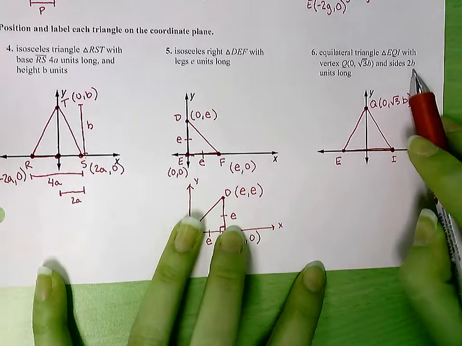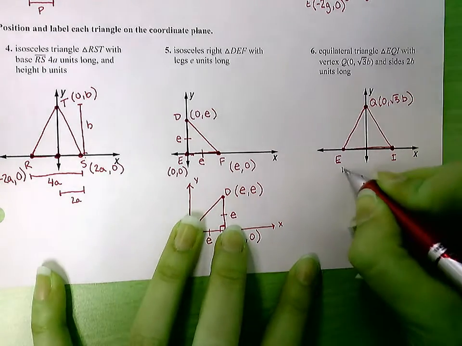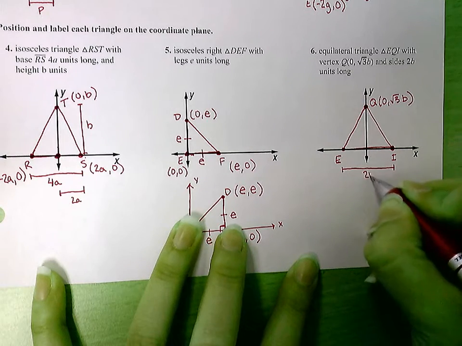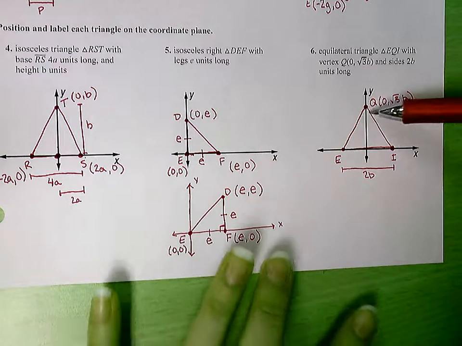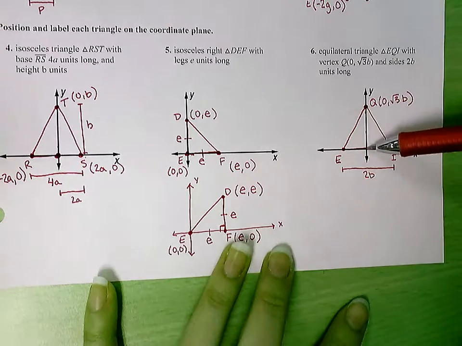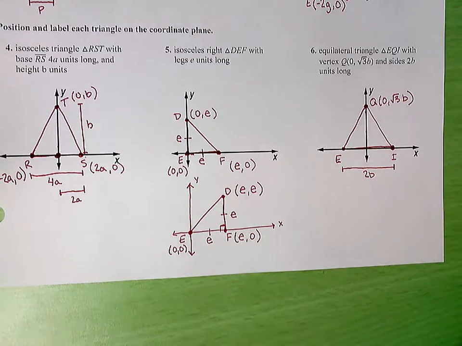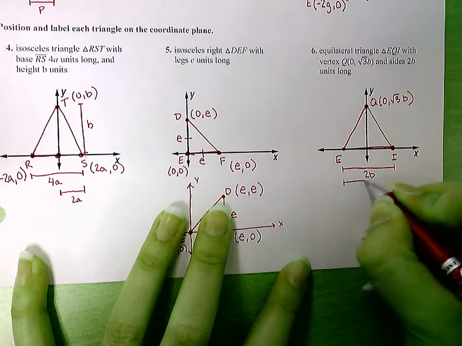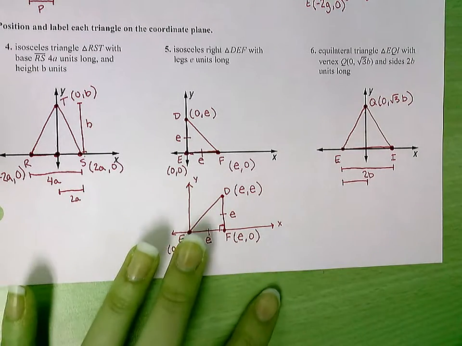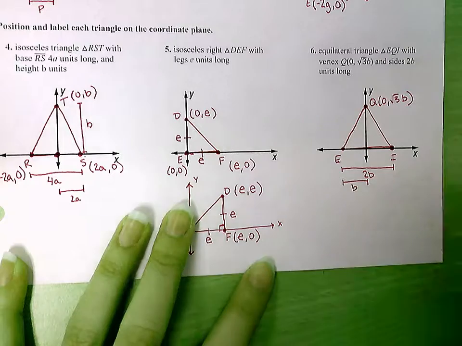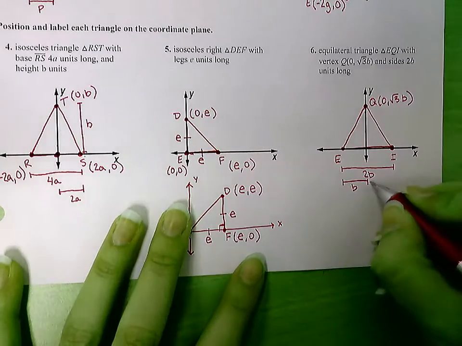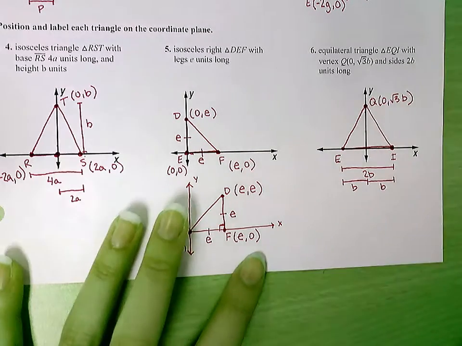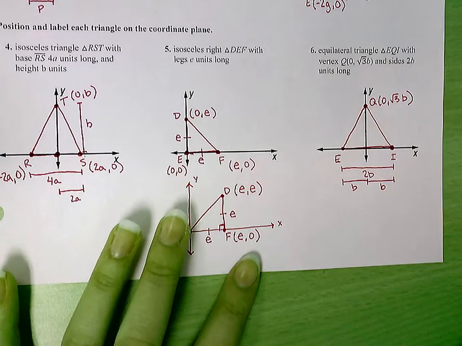Well, I know each of my sides are 2b units long. So that means my entire side here is 2b units long. So I can use this y-axis as an altitude. Okay, and that altitude would cut that side in half. Okay, so if I cut this in half, so I divide 2b by 2, that's just b. Okay, so each of these pieces would be b units.